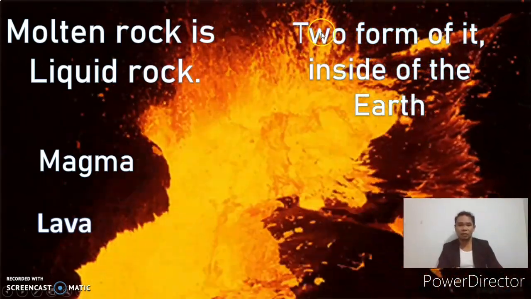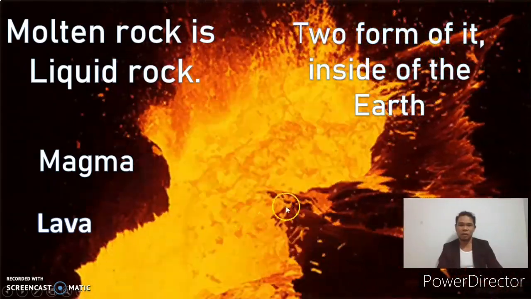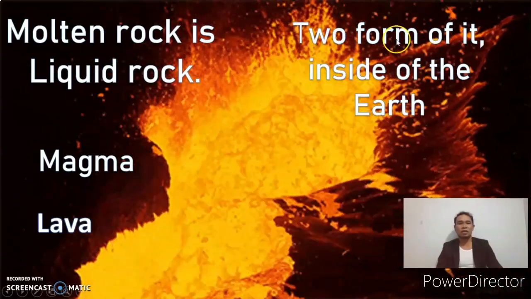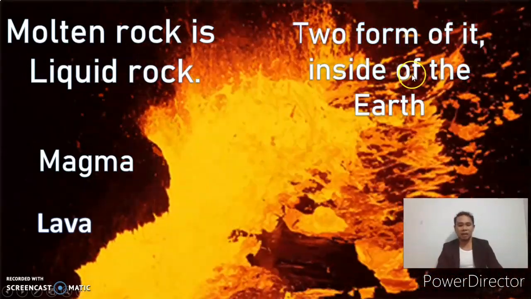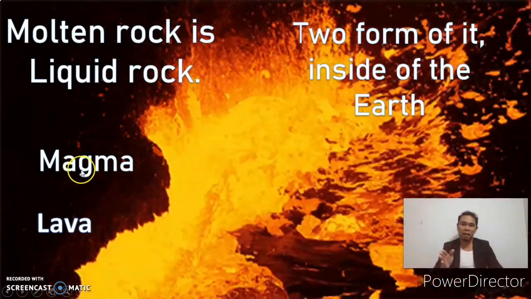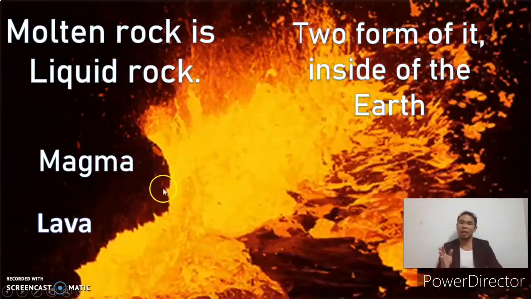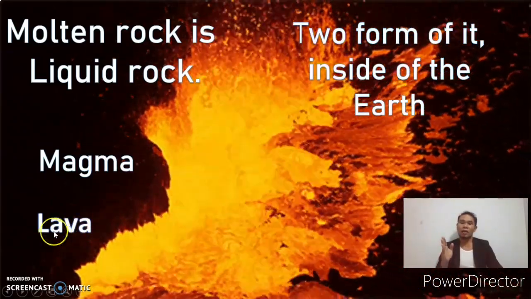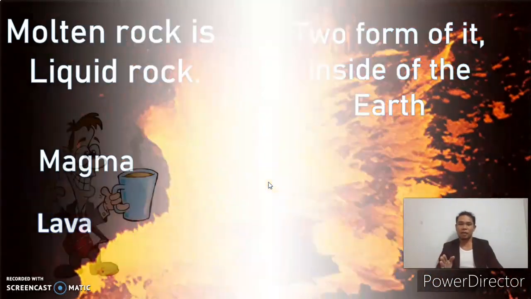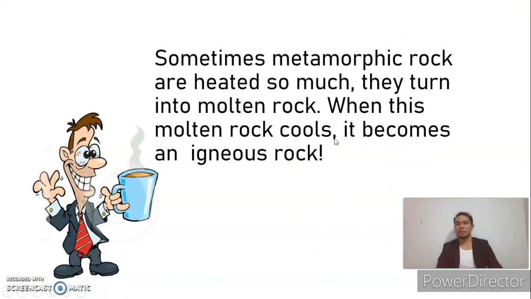Molten rock is a liquid rock. This one, that's one. Okay, the boiling liquid rock. There are two forms of it inside of the earth. This one inside of the earth is called magma. But when it comes out from the inside of the earth, what do we call that? Lava. Okay, let's proceed.